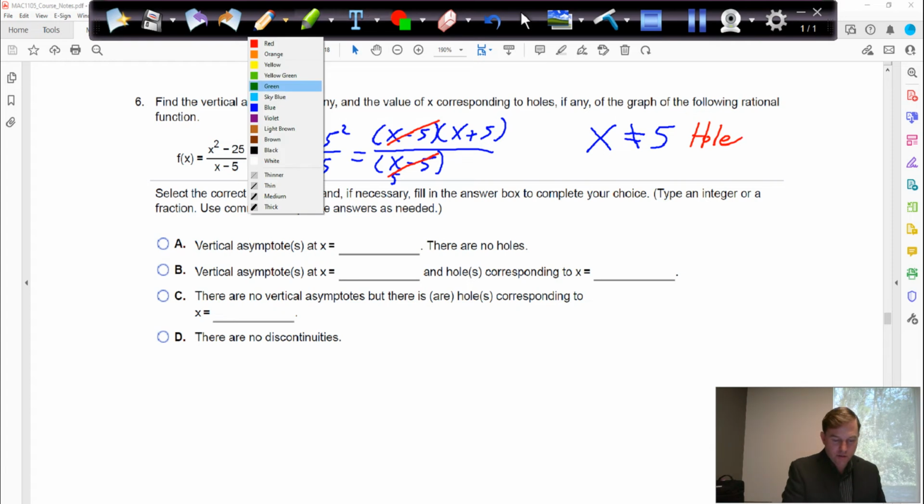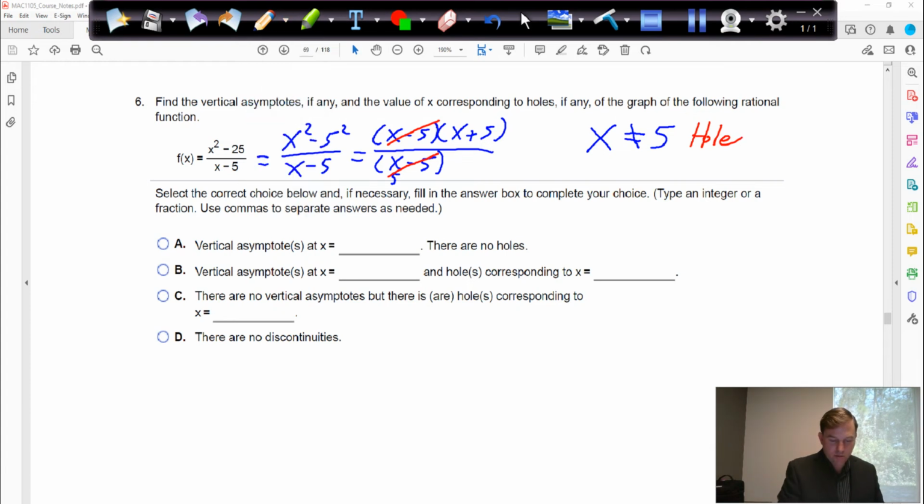And what's interesting about this one is, it's actually a really simple graph. So it looks complicated, you got x squareds and it's a fraction, you got x minus 5 on the bottom, but when you simplify everything, it just becomes x plus 5. Because when you cancel those, you get 1 in the denominator, so it's x plus 5 over 1, which is just x plus 5.